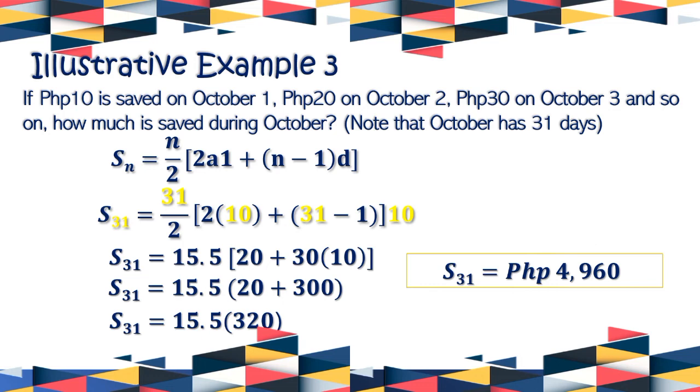S sub 31 is equals to 15.5 times 20 plus 30 plus 30 times 10. And then S sub 31 is equals to 15.5 times 20 plus 300. 20 plus 300 is equals to 320 times 15.5. We have a total savings for 31 days for the whole month of October amounting to 4,960. And that is an example of an arithmetic series.